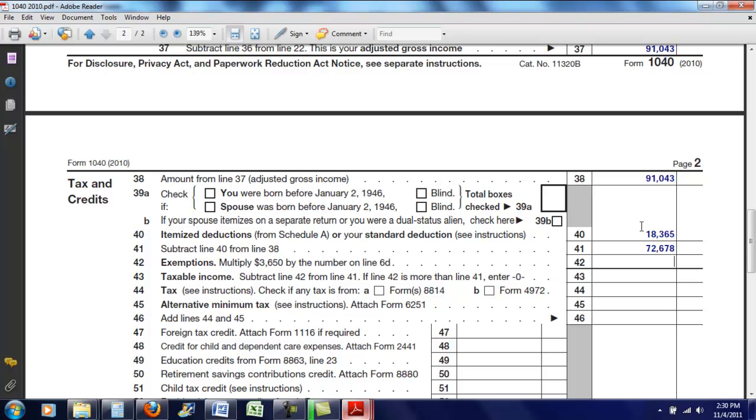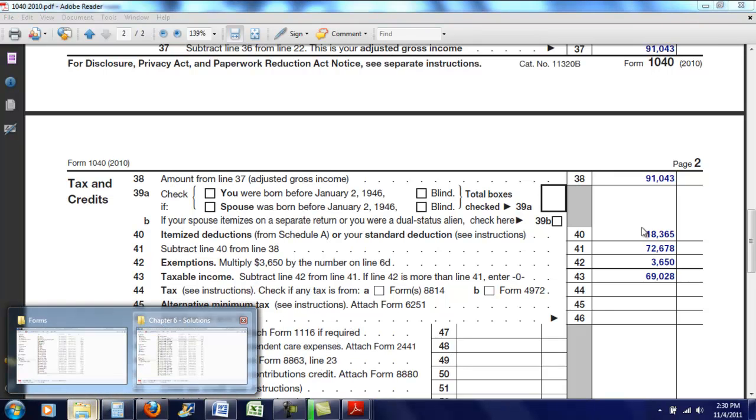My exemption is $3,650. I'm going to subtract that, and that gives me $69,028. Now, if I calculated the tax on $69,028, I would have a tax of $13,438. But remember, she had qualified dividends.